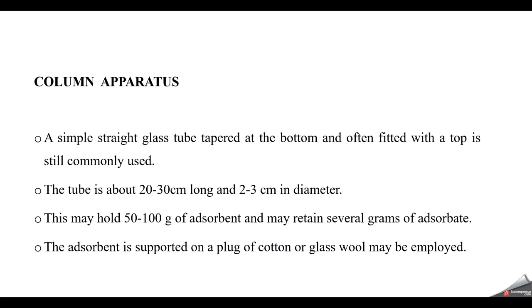Next is apparatus and instrumentation. Column apparatus. A simple straight glass tube, tapered at the bottom and often fitted with a stopcock at the top, is still commonly used in column chromatography. The tube is about 20 to 30 centimeters long and 2 to 3 centimeters in diameter. This may hold 50 to 100 grams of adsorbent and may retain several grams of adsorbate. The adsorbent is supported on a plug of cotton or glass wool.